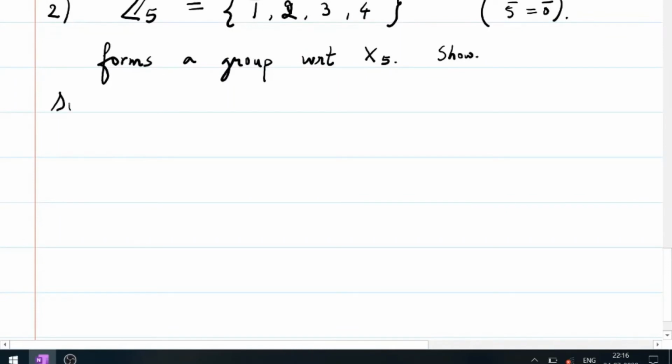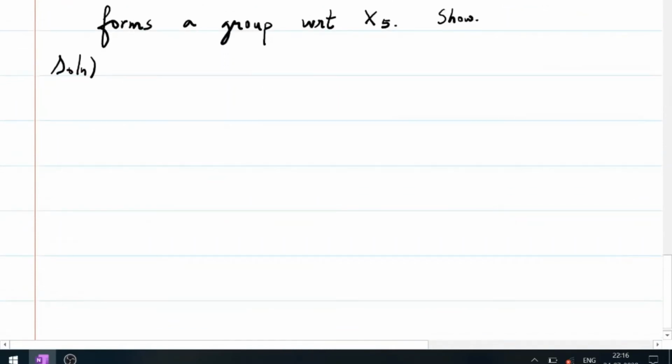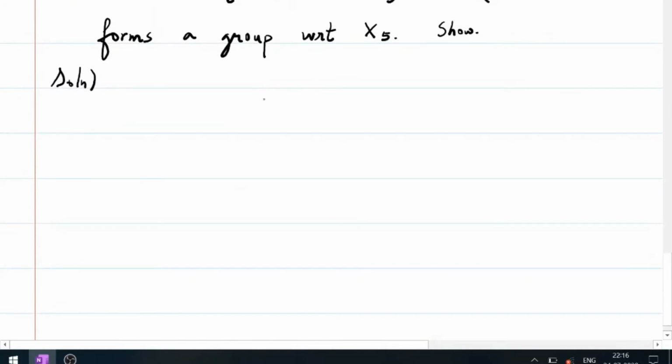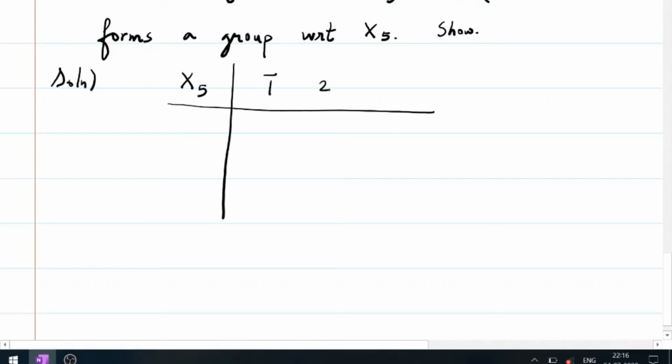So the solution of this exercise is again going to be the same as above. So I'm going to write the multiplication modulo 5 table. I'm going to write the elements of Z5, 1 bar, 2 bar, 3 bar, 4 bar, and now I'm going to multiply them instead of adding. Now we have a multiplication operation, multiplication modulo 5.